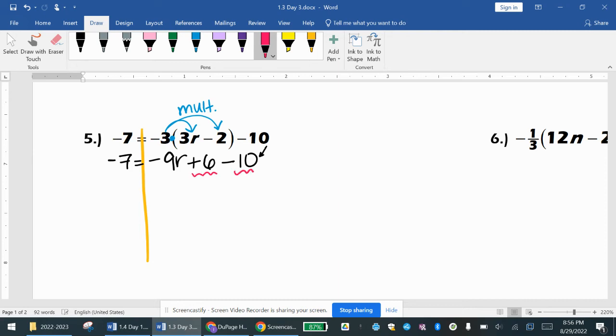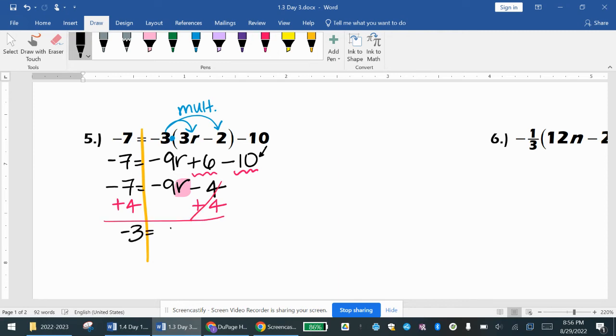I've got some like terms. 6 minus 10. Remember, when you subtract a bigger number from a smaller one, your answer is always going to be negative. Then focus on your variable. You want to isolate it or get it by itself, starting with canceling any addition or subtraction, and then any multiplication or division. When you divide, make sure that your final coefficient is a positive 1.